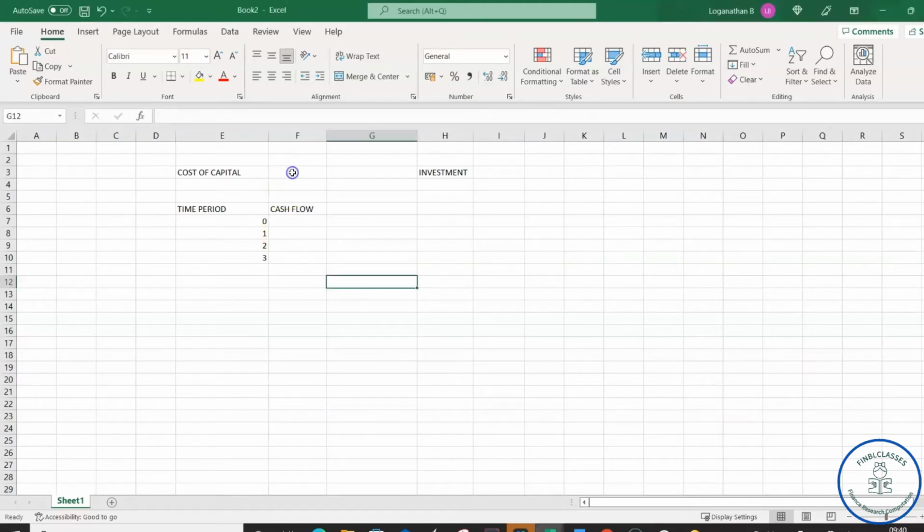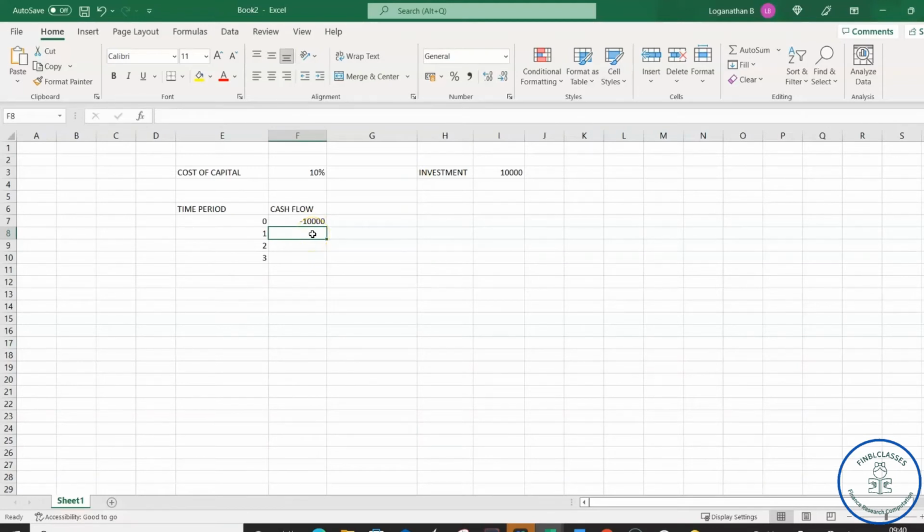So getting into the Excel, the cost of capital that they have given is 10%, right? The investment that they have made is 10,000 for the project. So first is the cash outflow, which we should put in the negative value, so I'll be putting it within the parenthesis. I'll be typing 10,000, so automatically it becomes the negative value of 10,000.